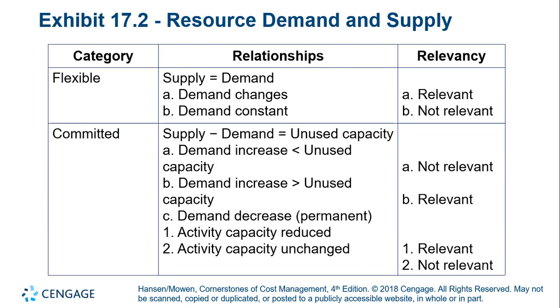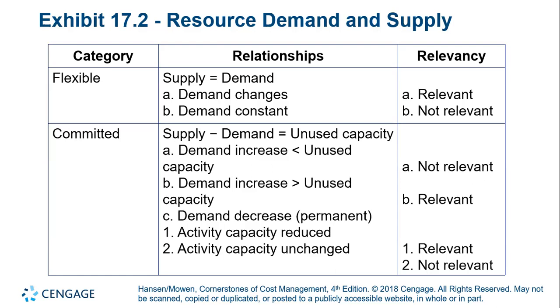If supply is equal to demand and demand changes, now you have relevant data. But if demand is constant, it's no longer relevant. For the committed category, supply minus demand is equal to the unused capacity. Once demand increases, if that's less than unused capacity, it's not relevant. But if the demand increase is greater than unused capacity, then it's relevant.